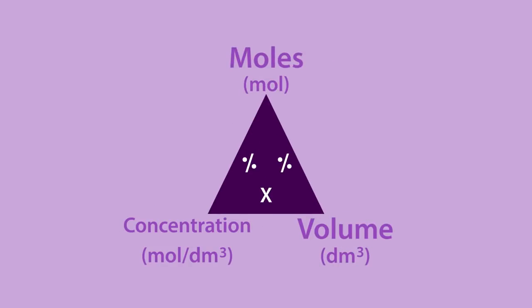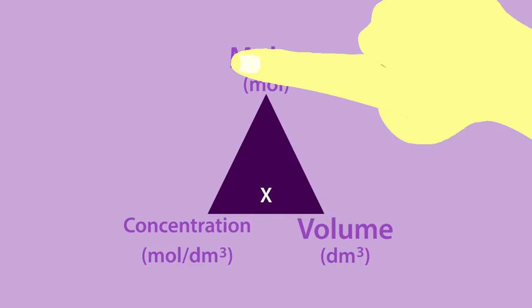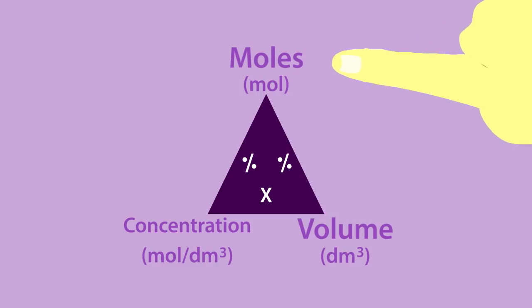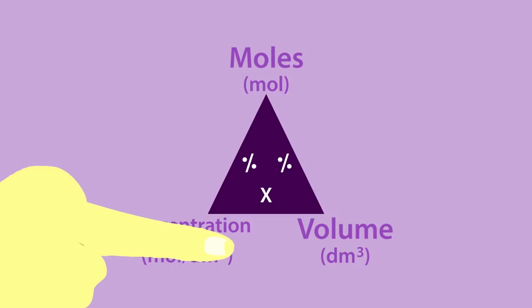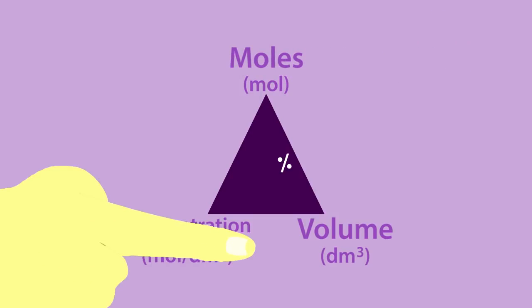You can find any of these quantities by covering up the one you're looking for with your finger. For example, if you cover moles, you can find this by multiplying the concentration by the volume. This is because any two terms on the bottom of a formula triangle are always multiplied together. If you want to find the concentration, you cover this and divide the number of moles by the volume.